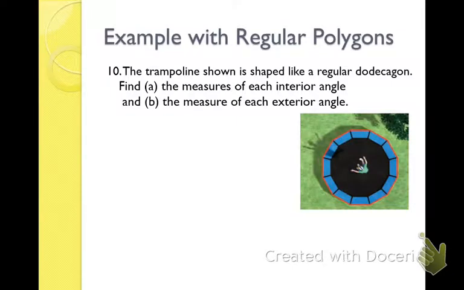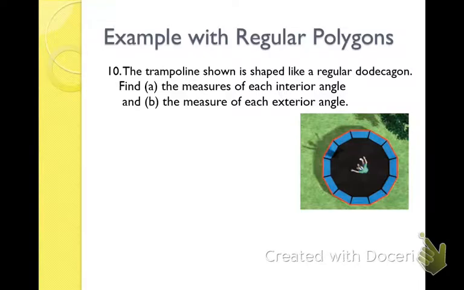Regular polygons. So we have this trampoline shown, the shape of a regular dodecagon. Find the measures of each interior angle. Find the measures of each exterior angle. All right. It's regular. So what does that tell us about all the sides and all the angles? They're all the same.